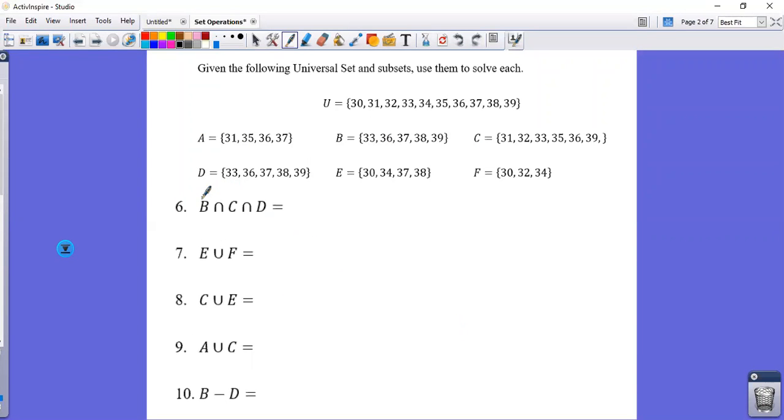All right, so if you're going to intersect 3 sets, then all 3 have to have something in common. My brackets are horrible, I know. B, C, and D all have 33. Do they all have 36? Yes. B, C, and D all have 36. Do they all have 37? No. C doesn't have a 37. So it doesn't matter that 2 of them do, they all have to have it. Do they all have 38? Nope. Do they all have 39?